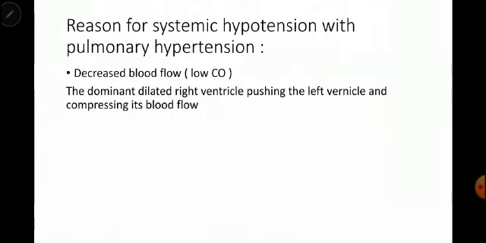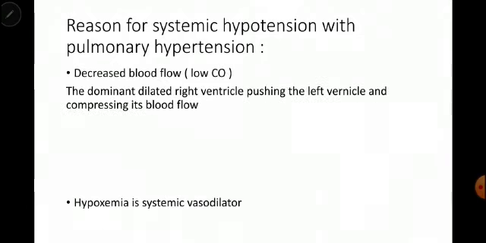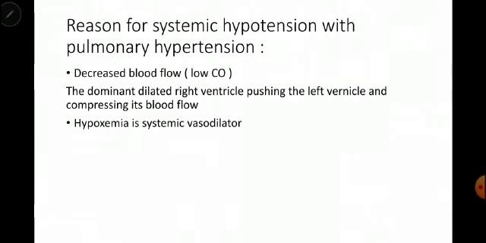So, the reason for systemic hypotension with pulmonary hypertension: because of decreased blood flow and low cardiac output, as the dominant dilated right ventricle is pushing the left ventricle and compressing its blood flow. And as we know, hypoxemia is a systemic vasodilator and eventually will lead to systemic hypotension.